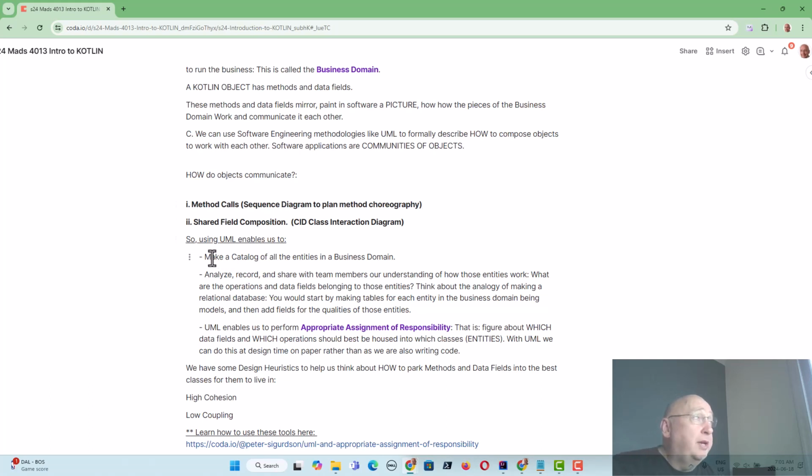So using UML enables us to not only work by ourselves, but also to collaborate and share knowledge with coworkers, catalog all the entities in the business domain, analyze, record, and share our understanding of how those entities work. In fact, if you read the Agile Best Practices Guide, which is the basis of Agile software engineering, it says right on page 2 of the introduction that the purpose of Agile is to create a way for people to visualize and understand and share their understanding of the SUD or system under design.